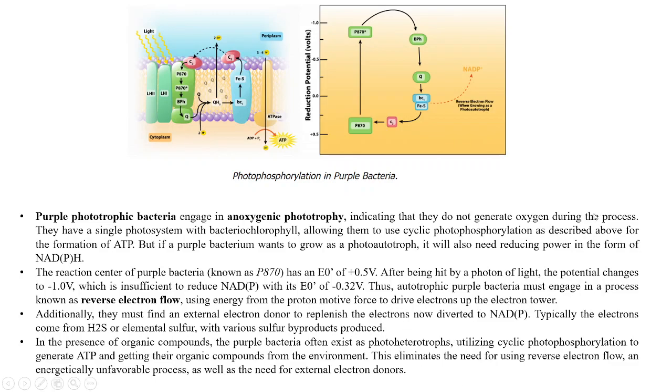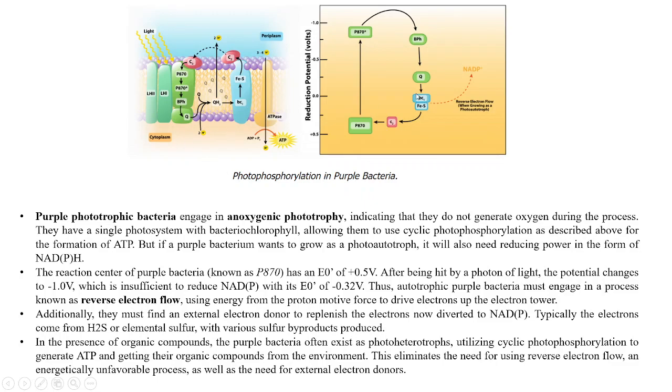Purple bacteria definitely engage in anoxygenic phototrophy. That is, they do not generate oxygen during the process, and they have a single photosystem with bacterial chlorophyll, allowing them to use cyclic phosphorylation for the formation of ATP. But if a purple bacterium wants to grow as a photoautotroph, it will also need reducing power in the form of NADPH. The reaction center of purple bacteria is called P870, and after being hit by a photon of light, the potential change is insufficient to reduce NADPH. Thus autotrophic purple bacteria must engage in a process known as reverse electron flow.